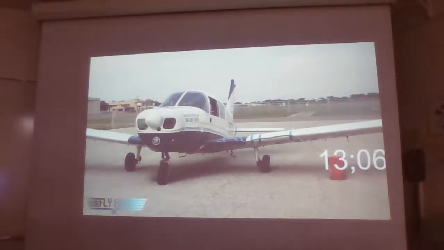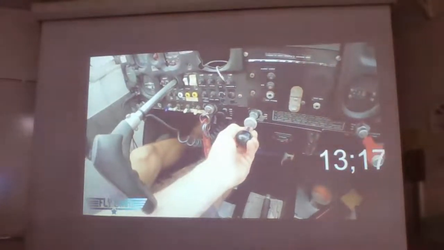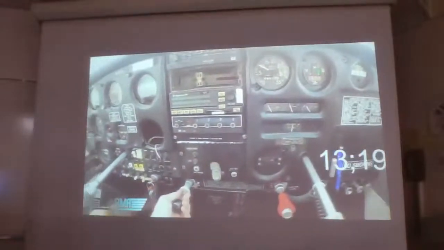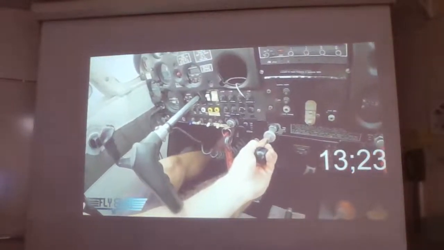Running pretty rough. Come on. All right, there, kind of death throes. Let's try reducing the throttle a little bit, see if that helps any. That actually picks it up a little bit. Yeah. Oh, there it is. You know what? It likes less power.